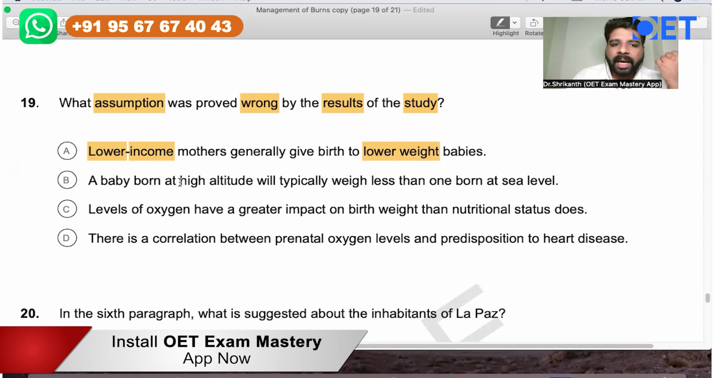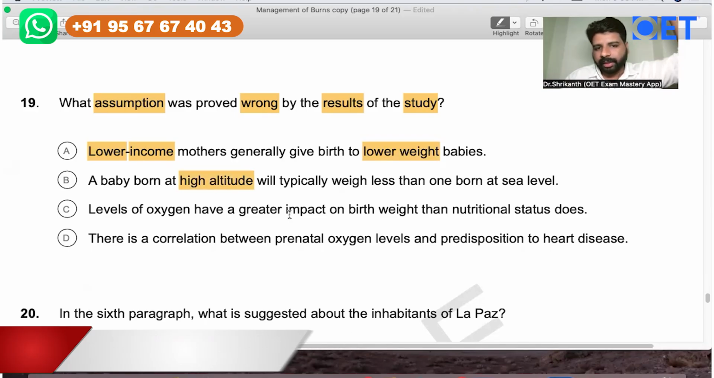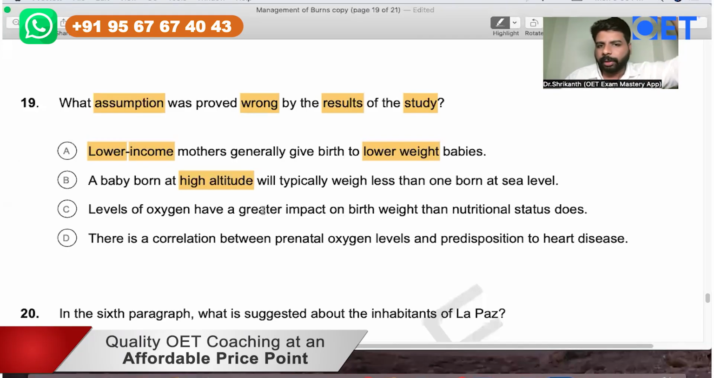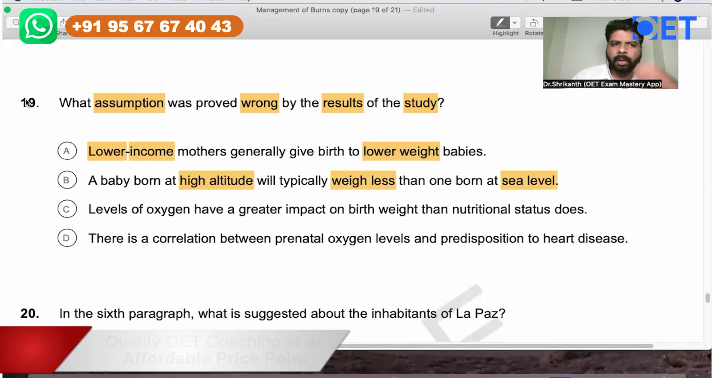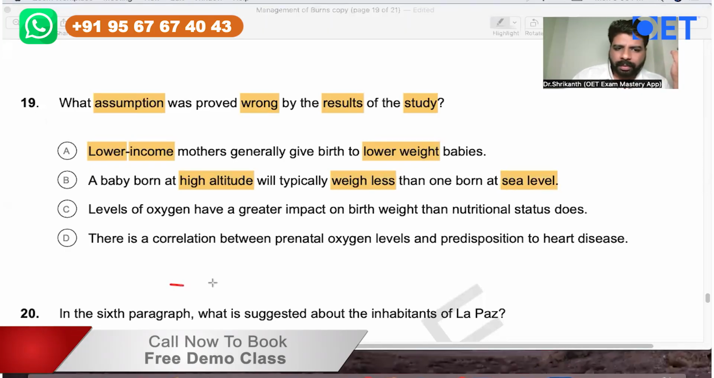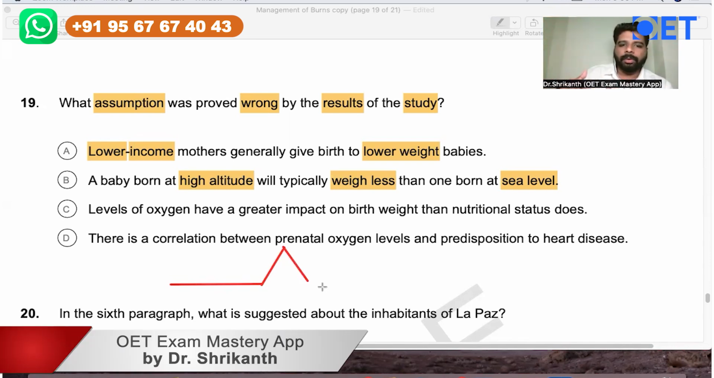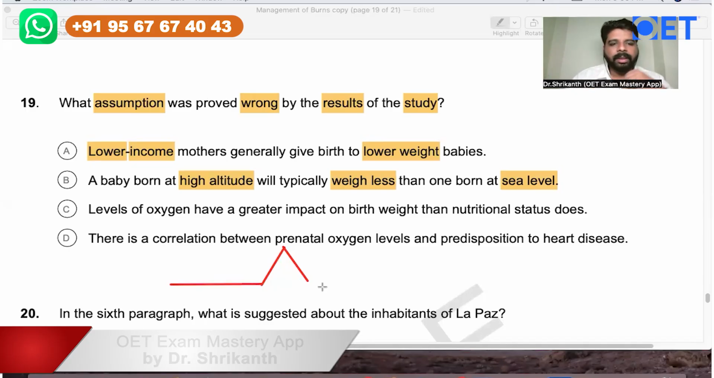A baby born at high altitude. High altitude basically means hill stations, that is mountain areas. A baby born at high altitude will typically weigh less than one born at sea level, that is ground level. When we talk about geography, the base level is what we call the sea level, and from the sea level only we calculate the height of mountains. So when we say Mount Everest is this much, or Mount Fuji is this much, how are the scientists calculating the height of Mount Everest? They are calculating it from the sea level.